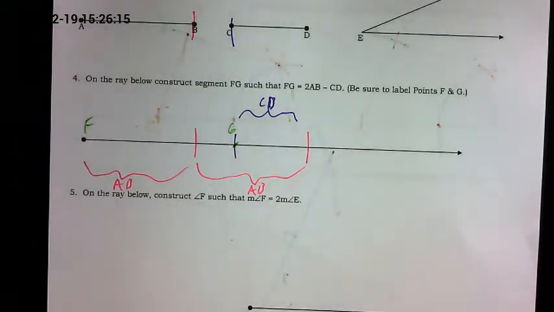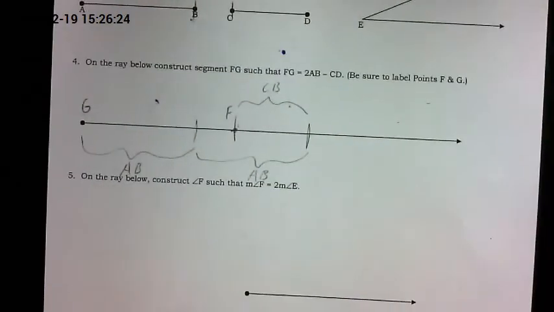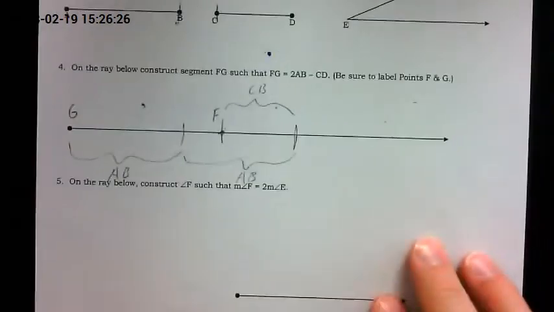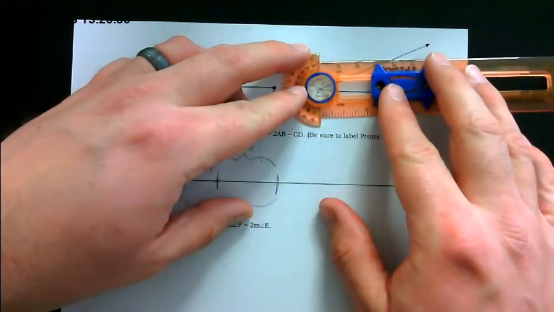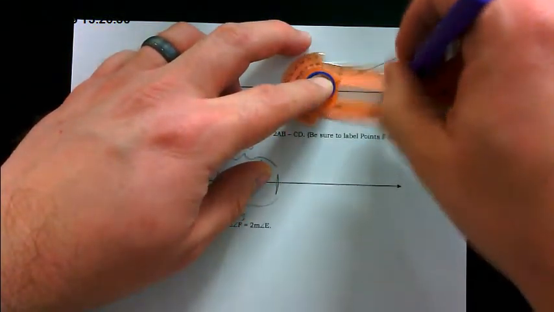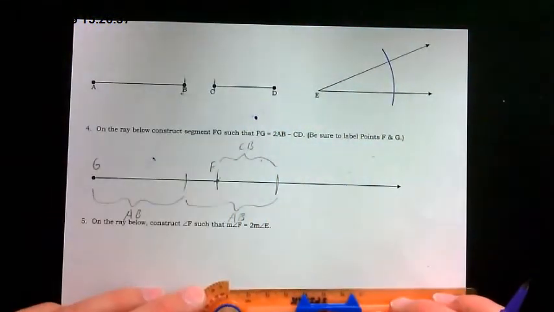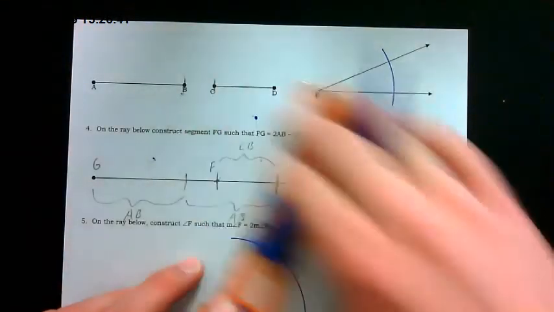On 5, it says the ray below, construct F so that the measure of angle F is equal to 2 times the measure of angle E. So you've got to get angle E from up top. We have to swing an arc through angle E. Same arc down here. Now I'm going to make this arc bigger because we're doing 2 times that angle.